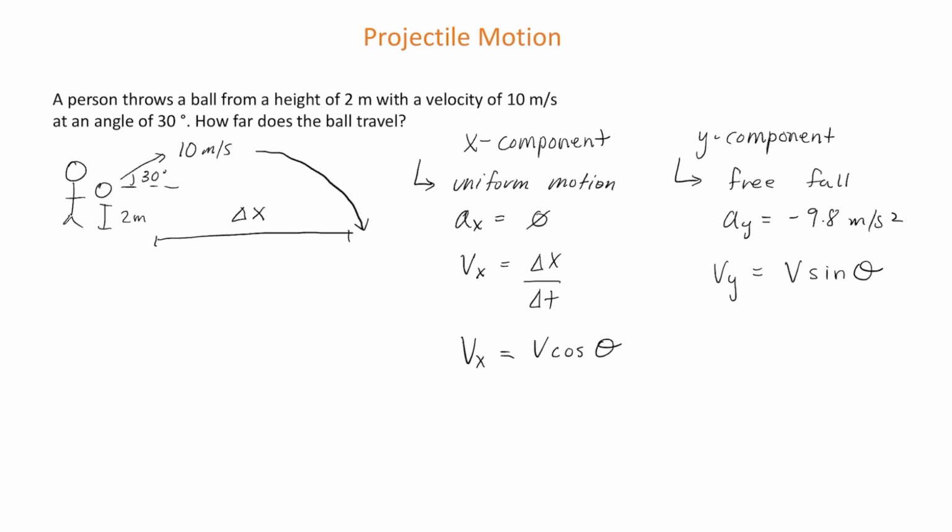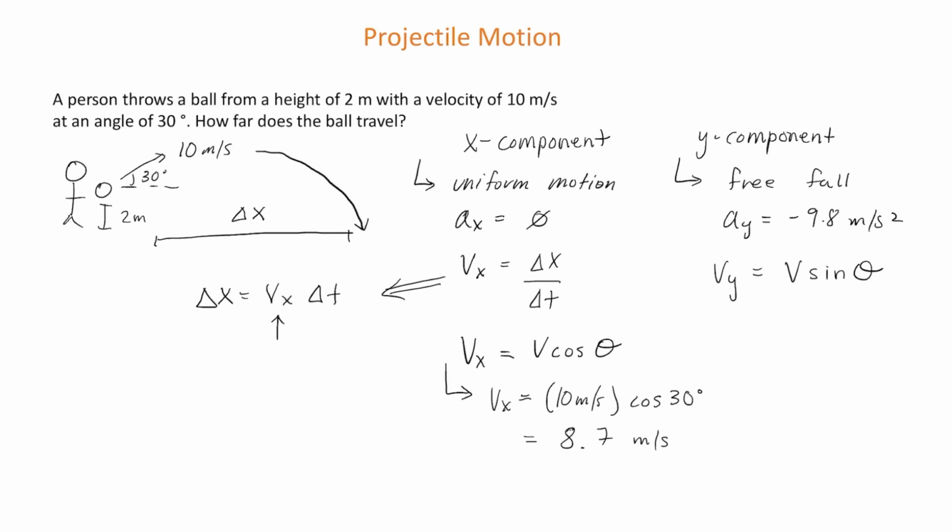Now we want to solve for how far the ball travels, which would be delta x. We can use our uniform motion equation and rearrange for delta x. And we get delta x is equal to Vx times delta t. The first thing we need to do is solve for Vx. And we know Vx is equal to V cos theta. So all we have to do is plug in our values and solve. And what we find is the velocity in the x component is equal to 8.7 meters per second. So now we have Vx. But what about delta t?